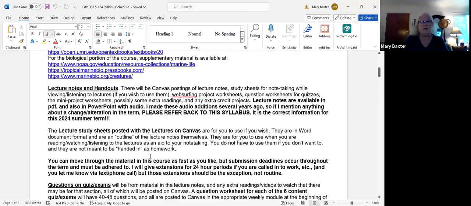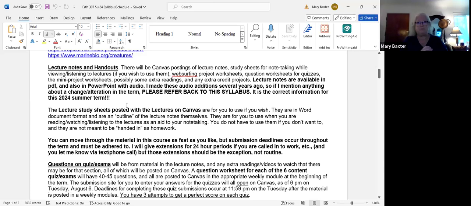Okay. So speaking of lecture notes and handouts, there will be Canvas postings of lecture notes, study sheets for note taking, and what that is is an online document that you can type in on your computer, or you can print it off and do it by hand. It's a note-taking guide for you for when you listen and watch the PowerPoint lecture notes that I have.